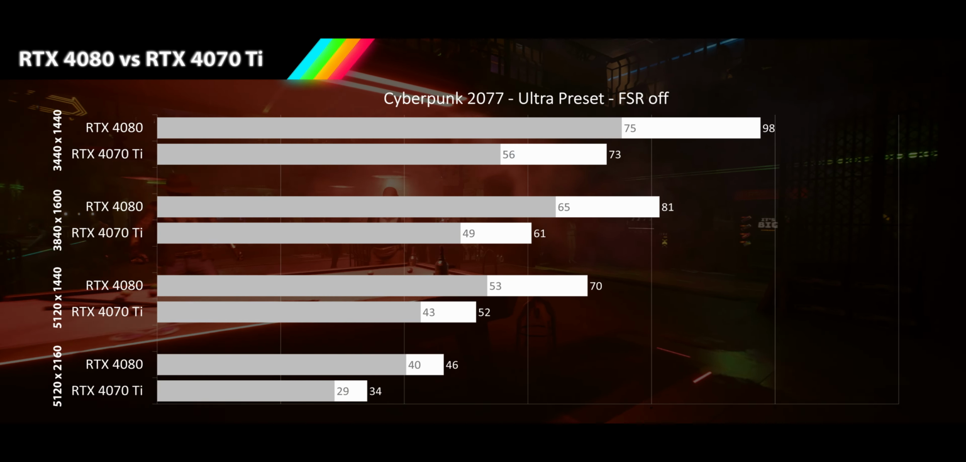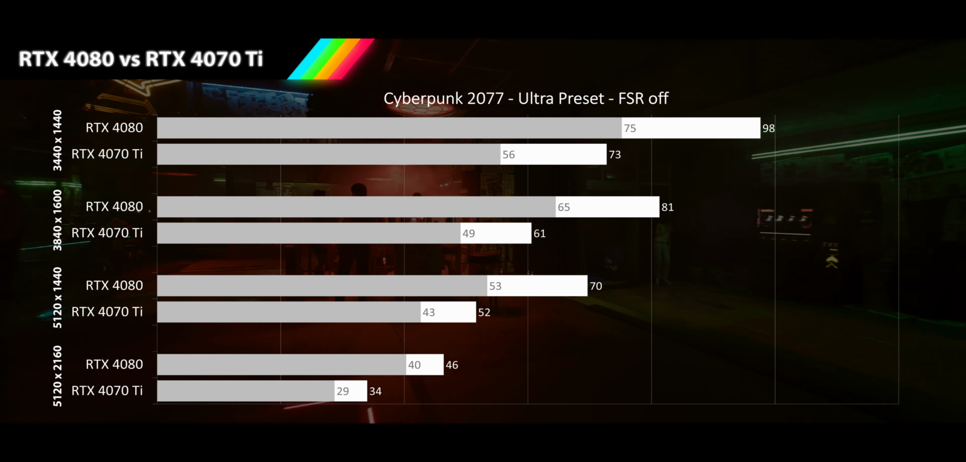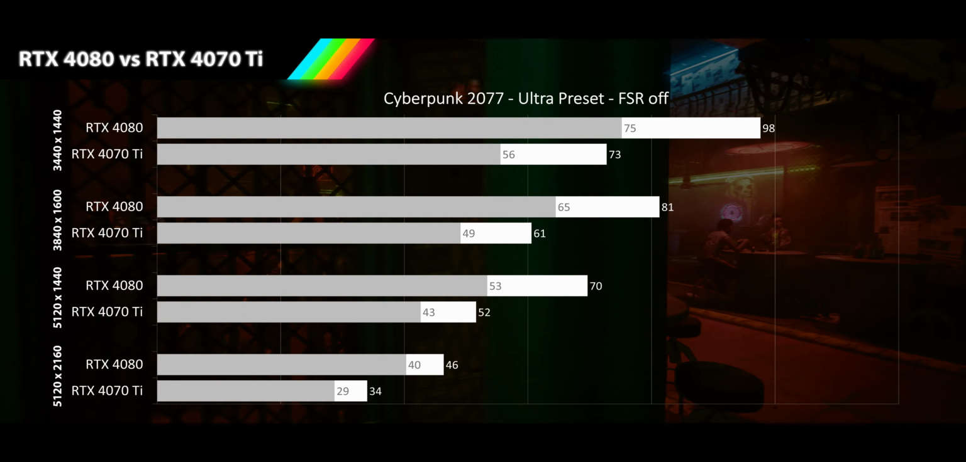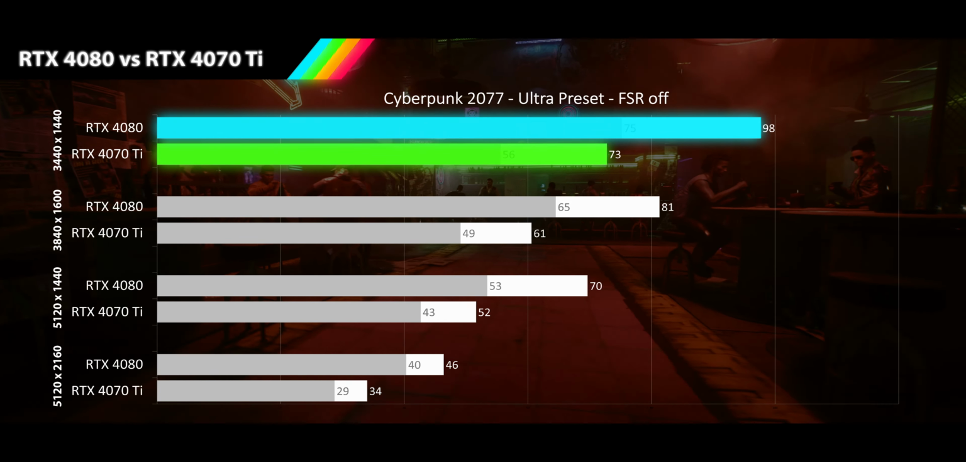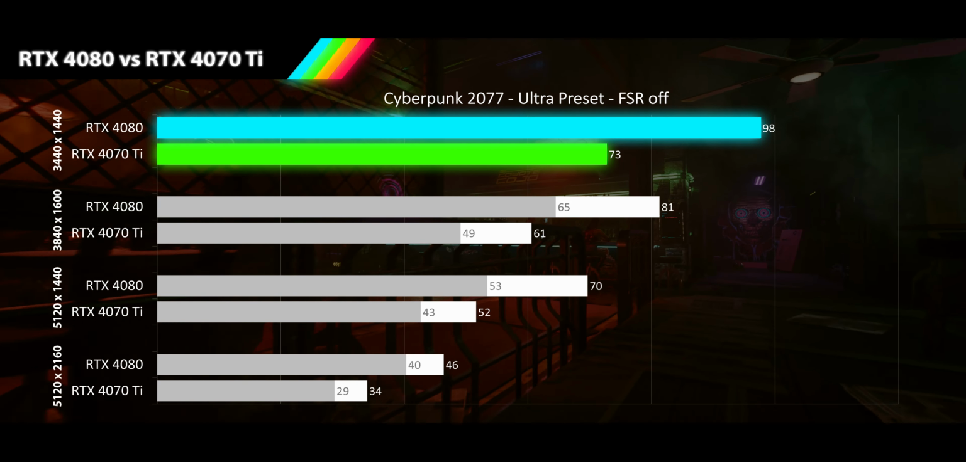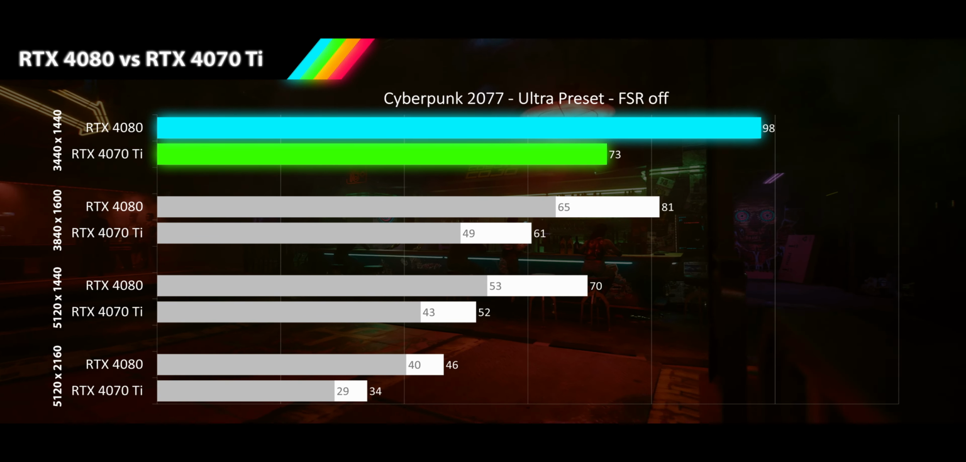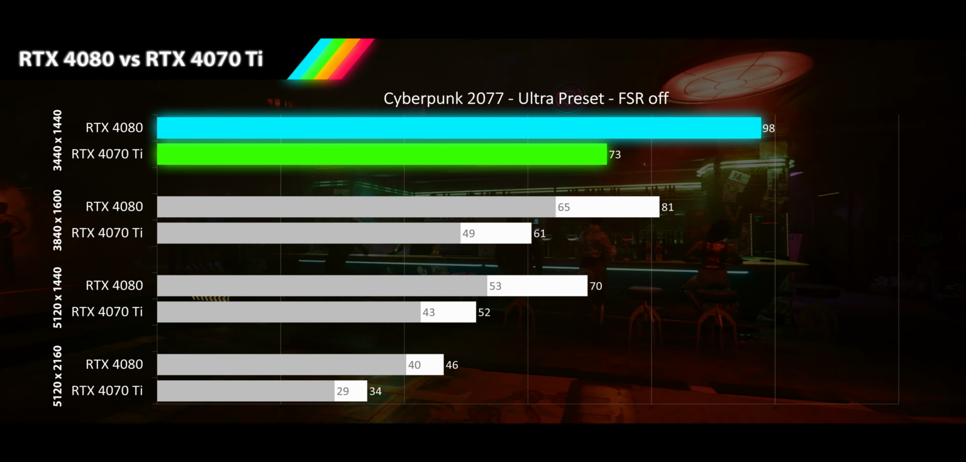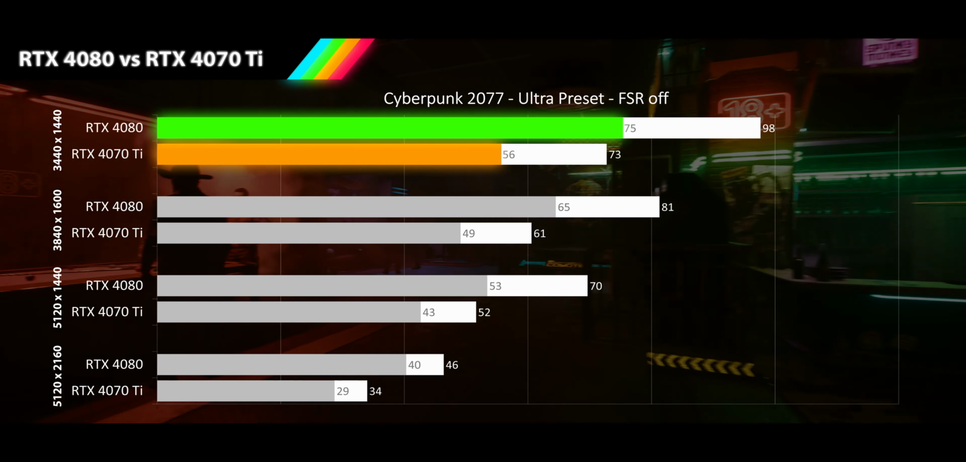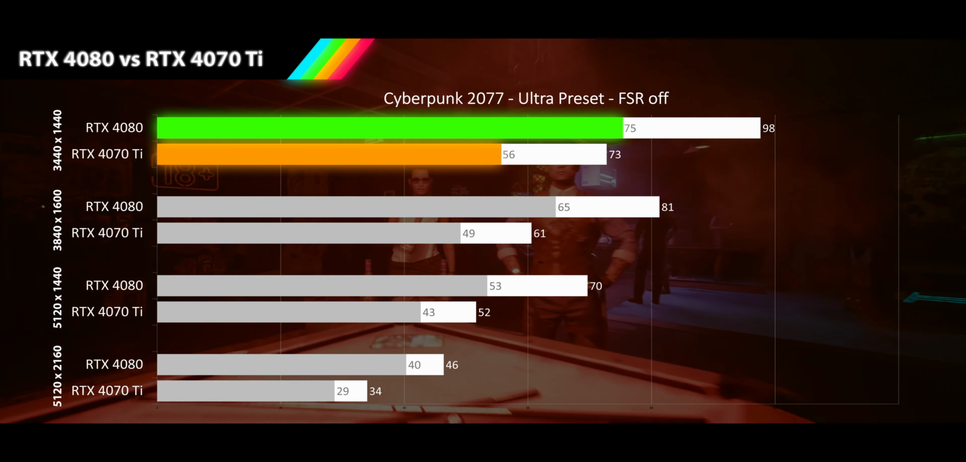Now we come to the infamous Cyberpunk 2077, the can it play crisis of our time, where we'll be testing the Ultra preset with FSR turned off. On our 1440p ultra-wide, we see the 4080 come out of the gates well ahead, with our 97 FPS average 34% faster than the 4070 Ti and its 73 FPS average. 1% lows see a similar 35% advantage over the 4070 Ti.